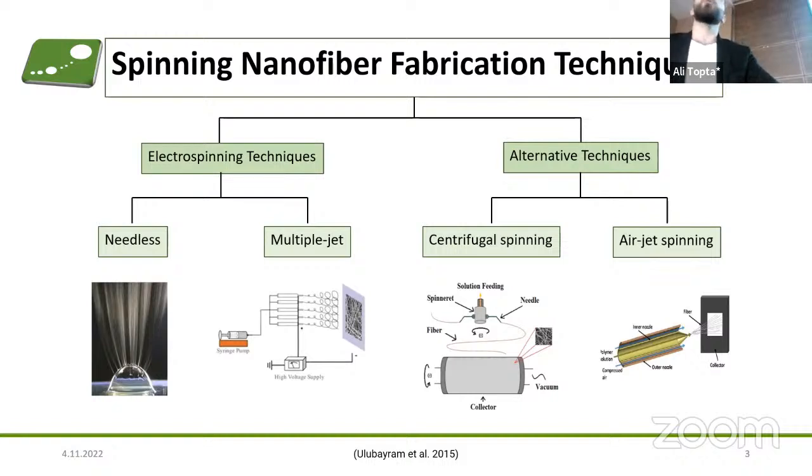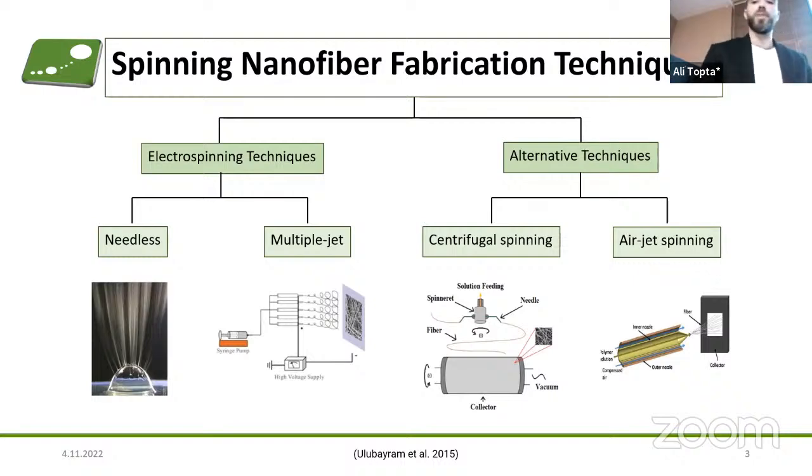We have the most common or most familiar one, which is the electrospinning technique, where they utilize the potential difference or voltage to obtain the nanofibers. Also, we have air jet spinning, where we utilize pressurized air to obtain the nanofibers from polymer solutions. Lastly, we have centrifugal spinning, which is the one that we have used in our research.